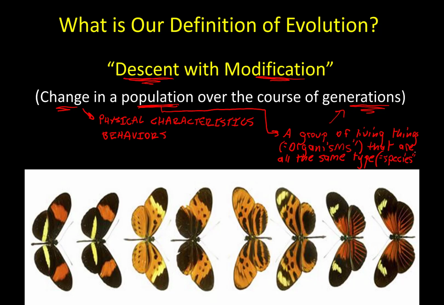If you and the organisms who live around you are all the same type of organism, it means you are all the same species. A species is a single type of living thing. So as we study evolution, what we're going to be looking for are changes in populations, so groups of living things that are all the same type, over the course of generations in that population.